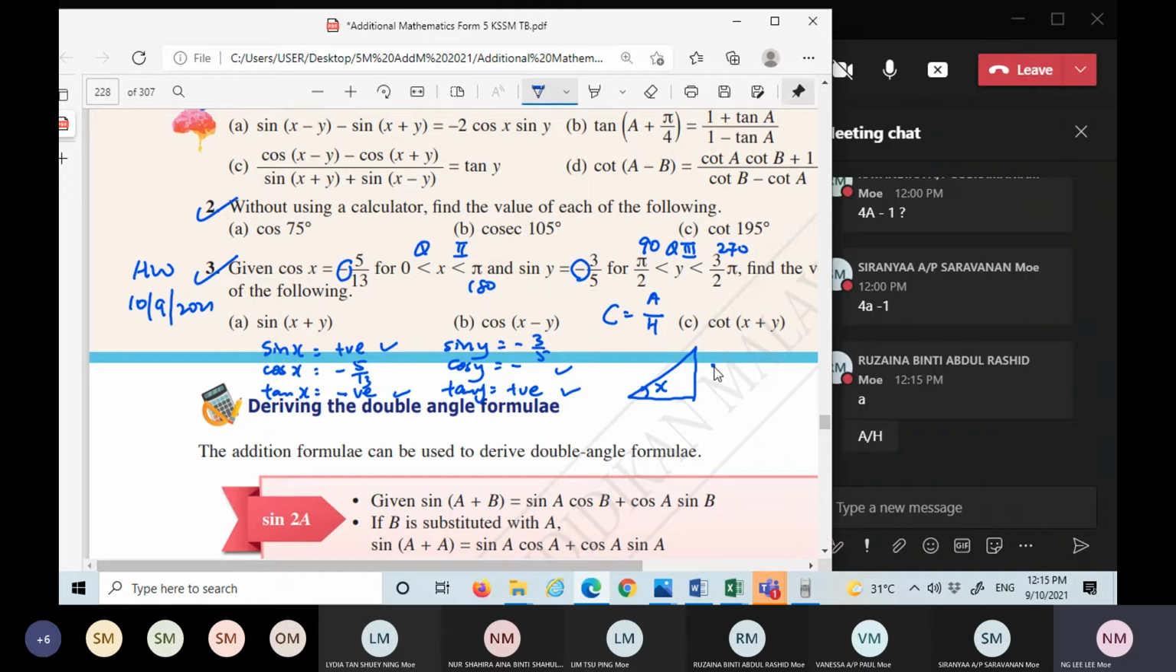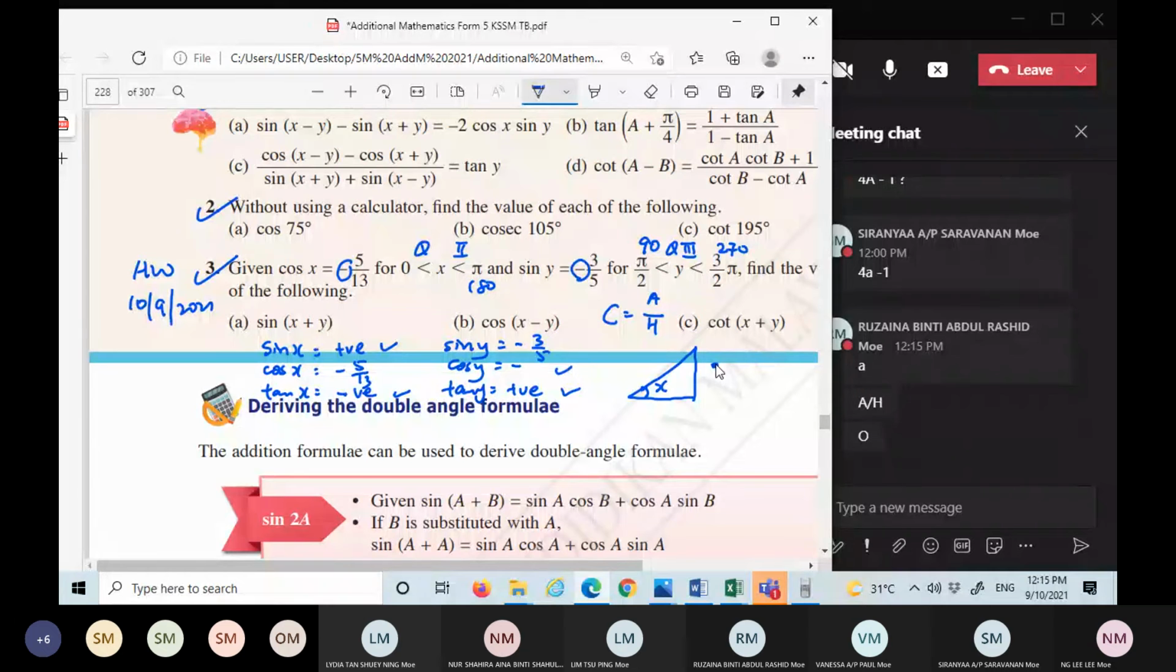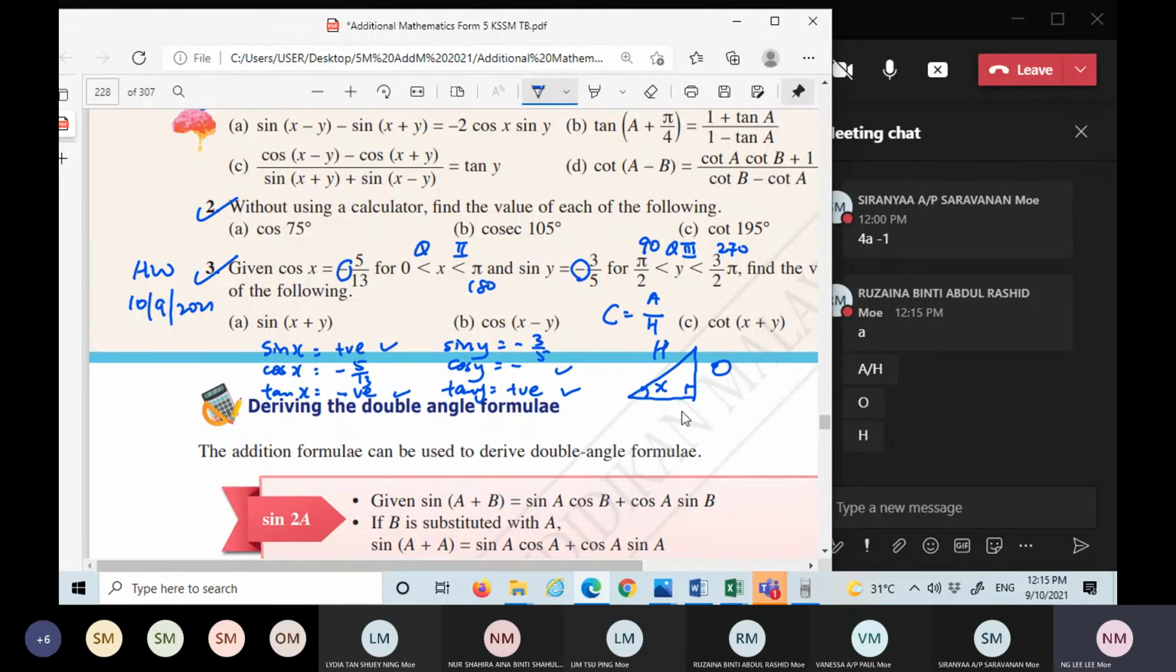Look at this, the one I point. This one is what side? A, O, or H? O. How about this? A or H? H. Okay, so the balance here will be A. May I know where should I fill out for the 5? At O, A, H. Where?